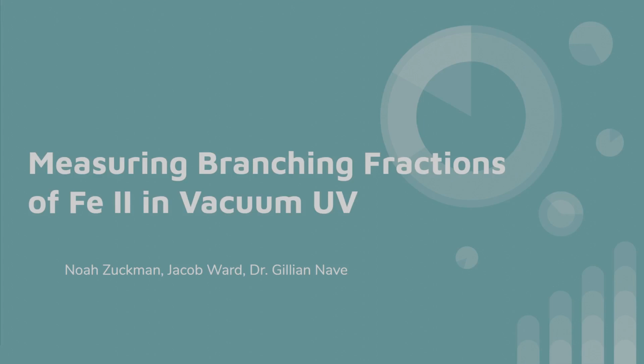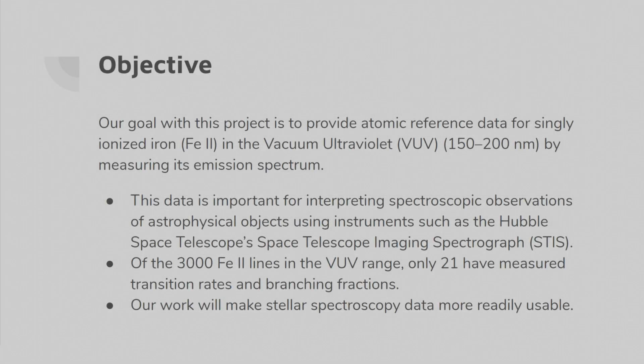In this presentation, I show the progress made this semester towards measuring branching fractions of iron 2 ions in the vacuum ultraviolet region. What are we trying to do? Our goal with this project is to provide atomic reference data for singly ionized iron, Fe2, in the vacuum ultraviolet range by measuring its emission spectrum.